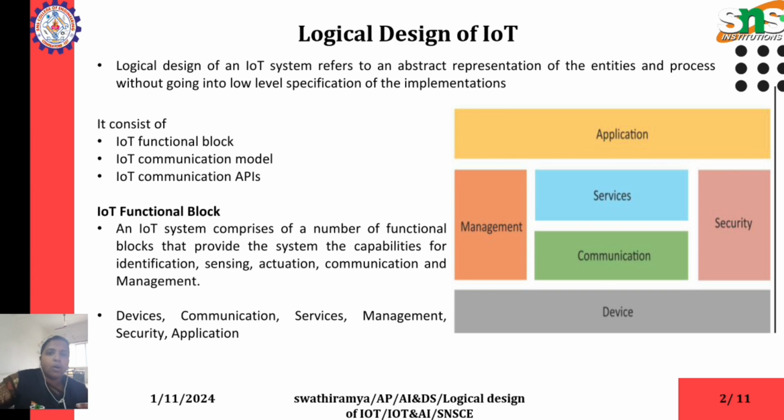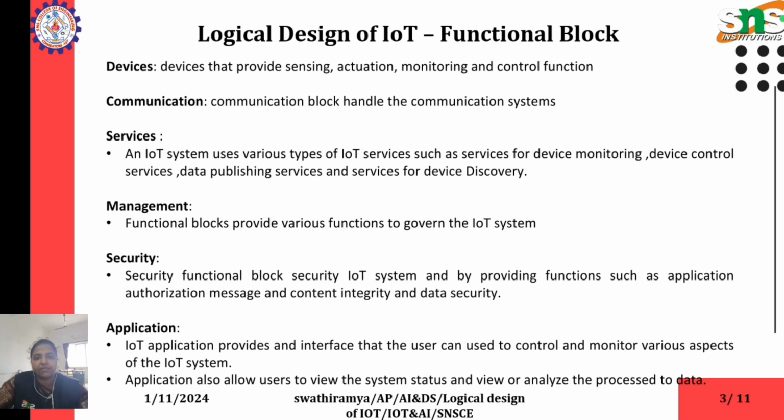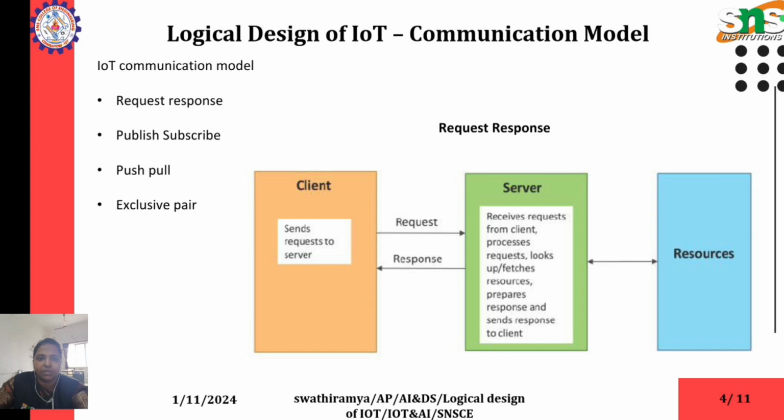Okay. So, it consists of 3 blocks. The first block will be the functional block, the second will be the communication model, and the third will be the communication API. When you go for the functional block, obviously what functions are needed for an IoT system, and what devices or logical things you need, will be the device, communication, service, management, security and application. This has been discussed already in the previous videos.